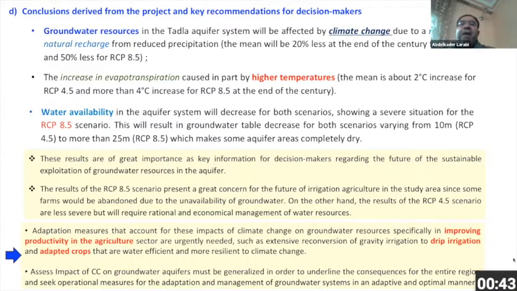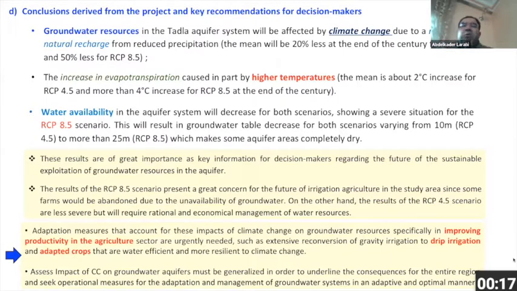So as a recommendation, adapted measures that account for this impact of climate change, specifically in improving productivity in the agriculture sector, are urgently needed, such as extensive conversion of gravity irrigation to drip irrigation and adapted crops that are water efficient and more resilient to climate change.